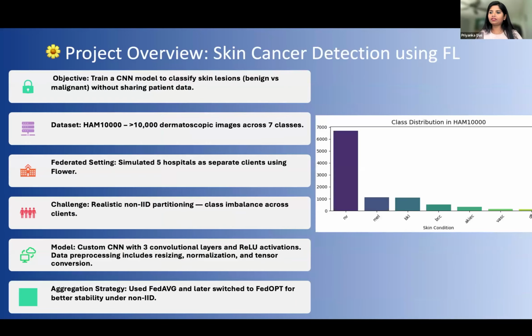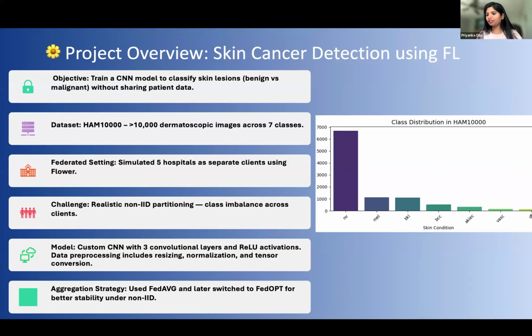Let's move to the next slide. So, let me give you a quick overview of the project setup. My main objective was to train a CNN based classifier to detect different types of skin lesions, particularly distinguishing benign from malignant, without ever sharing the patient data. I used the HAM 10,000 dataset, which contains over 10,000 dermatoscopic images across 7 diagnostic categories. As you can see on the right hand side chart, there's a heavy class imbalance with the majority labeled as NV and much fewer samples for rare conditions like VASC or DF.